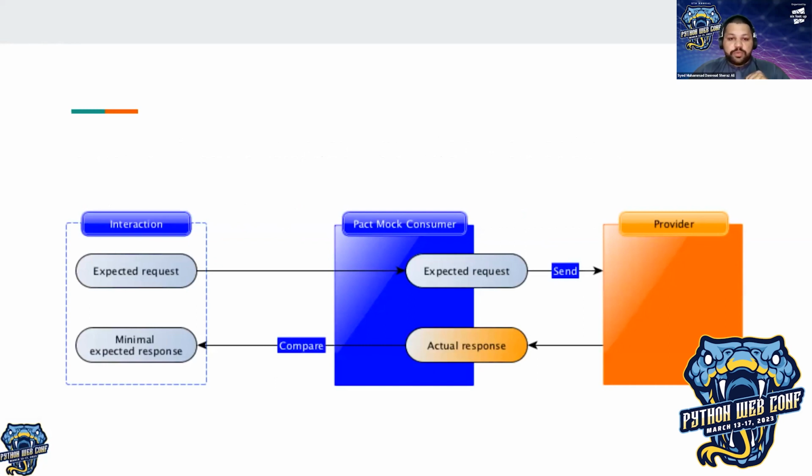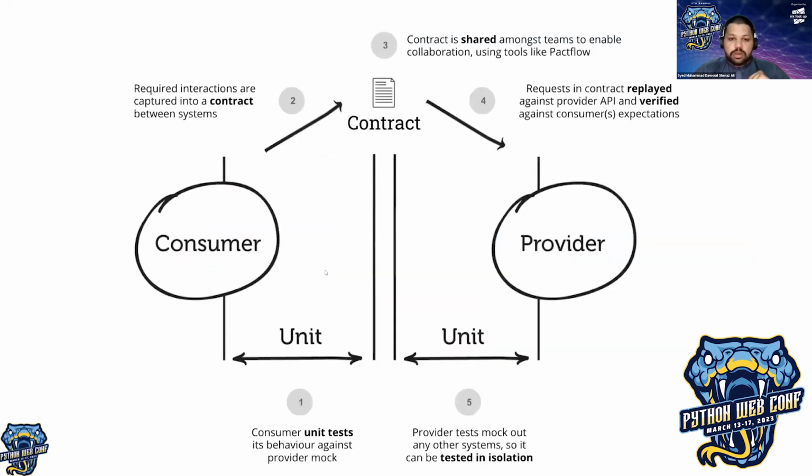So if we were to bring it all together, the idea behind consumer-driven contract testing is that we'll write a consumer unit test. The output of the consumer unit test will be a contract. That contract will have all the interactions that will be replayed against a provider, and then we'll verify the response returned by the provider with the interactions that we have in the contract. And if everything matches, we know that our contract is verified.